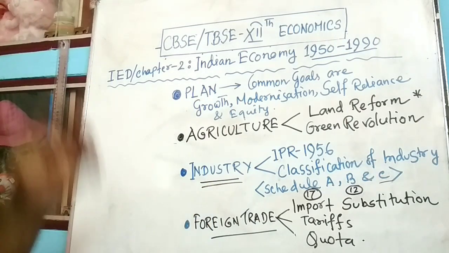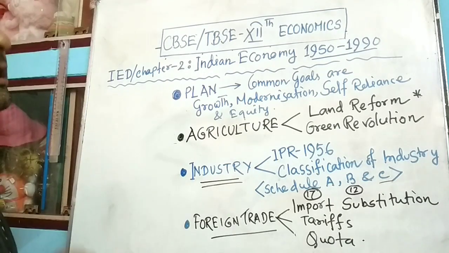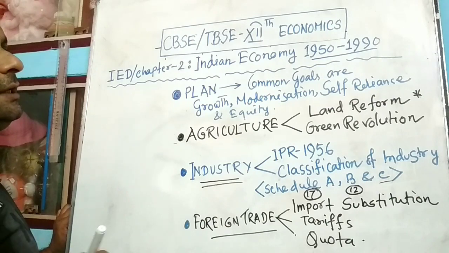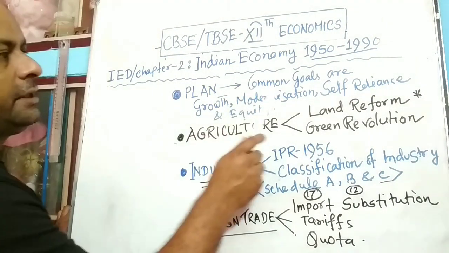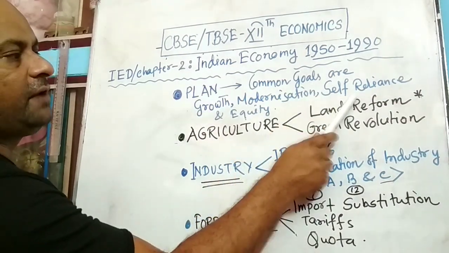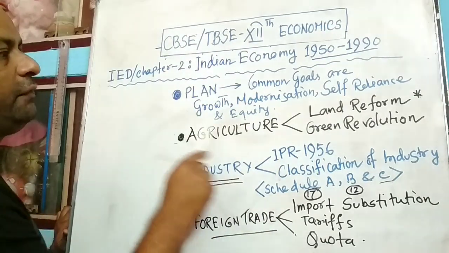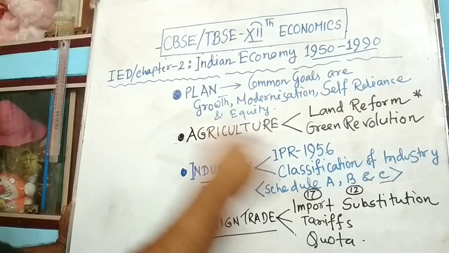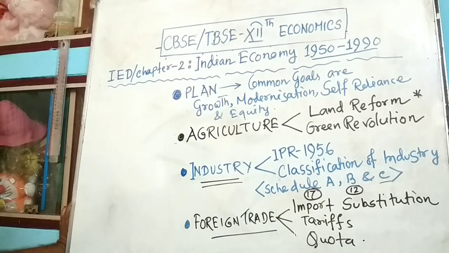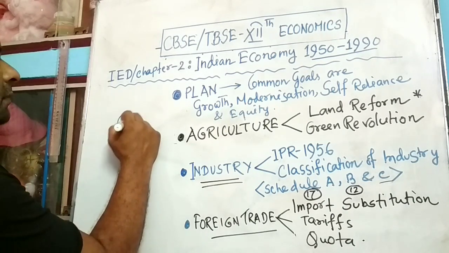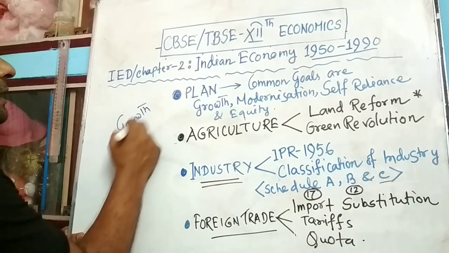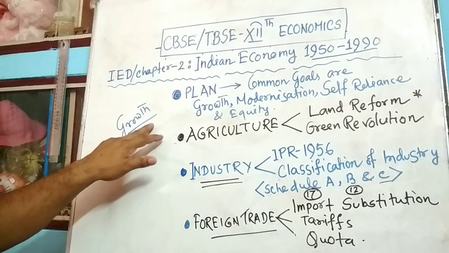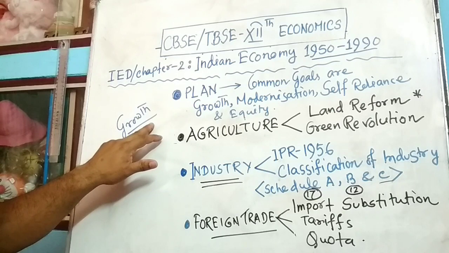Now, in every plan, along with the main goal, the main target, there are some common goals. In every plan, these common goals are there. First one is growth, then modernization, then self-reliance and equity. These are the 4 common goals in India which we find in every plan. Now, growth is what? Growth is an overall increase in the productivity of the country. Overall increase in the production capacity of the country is the goal.